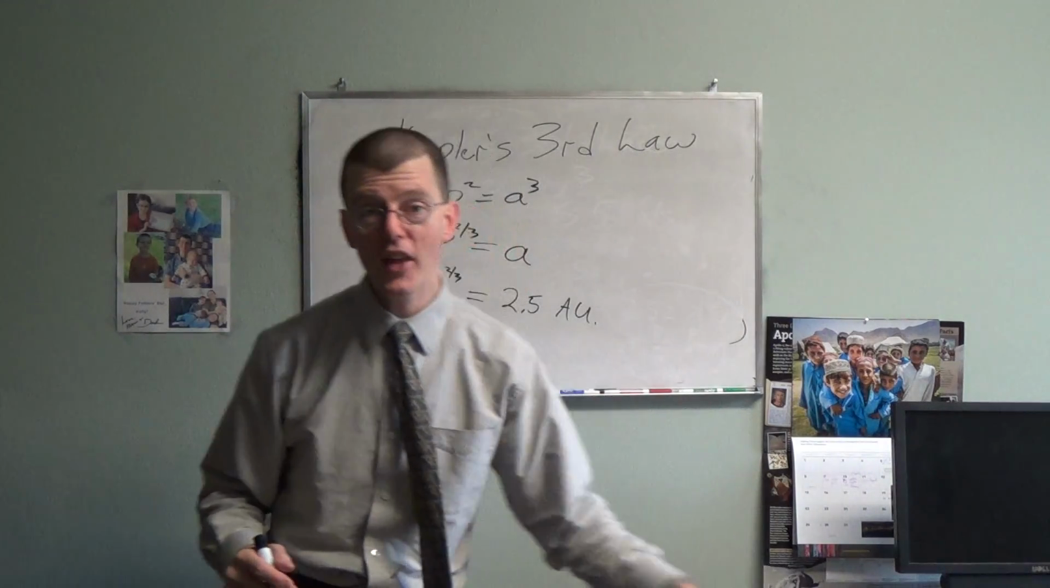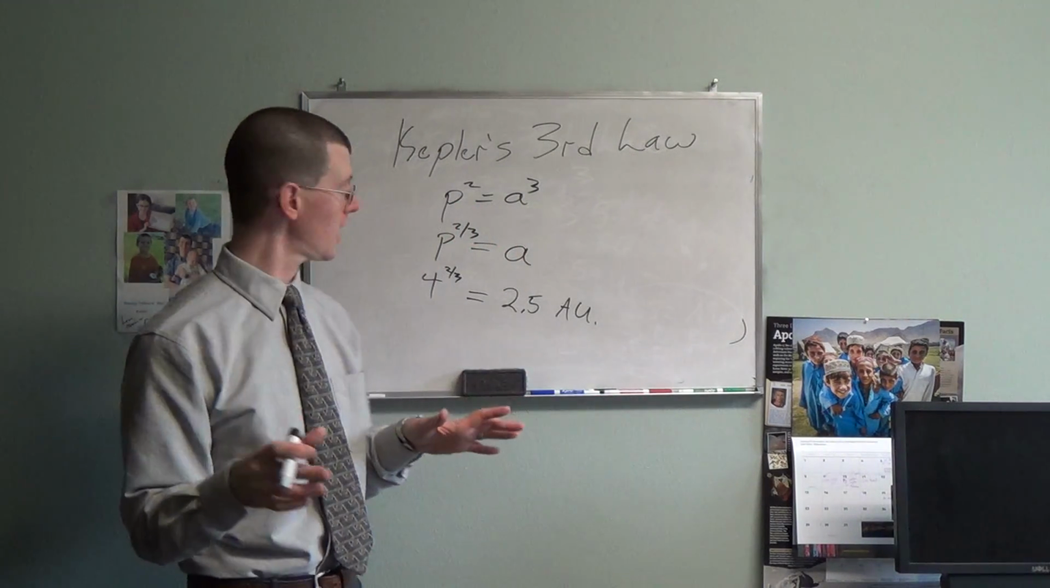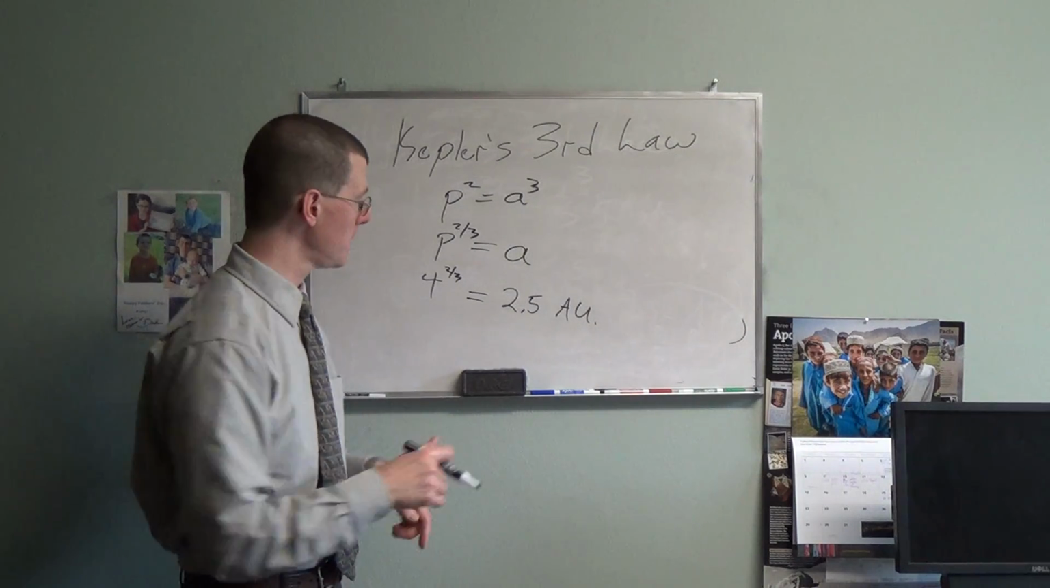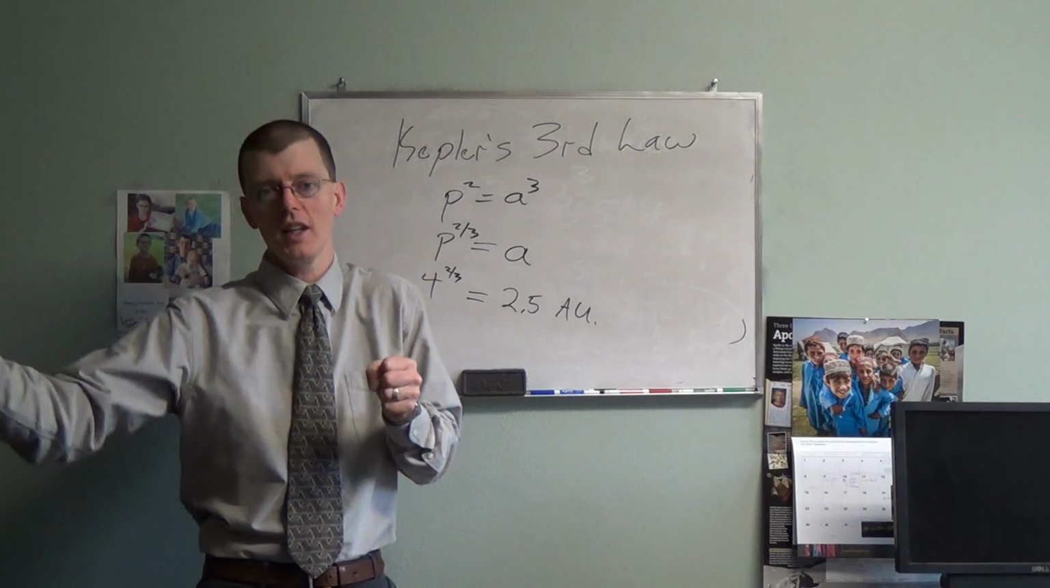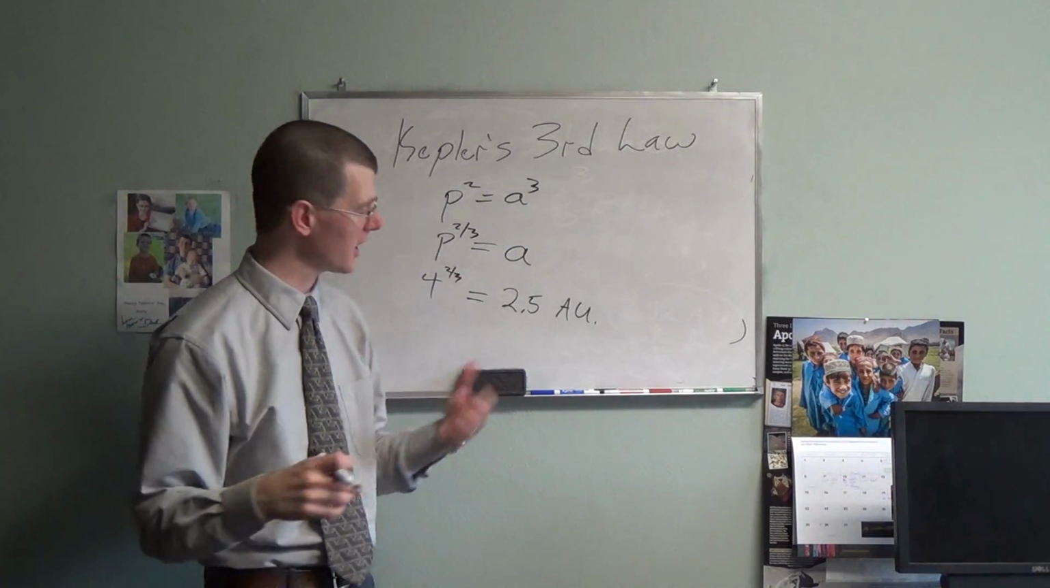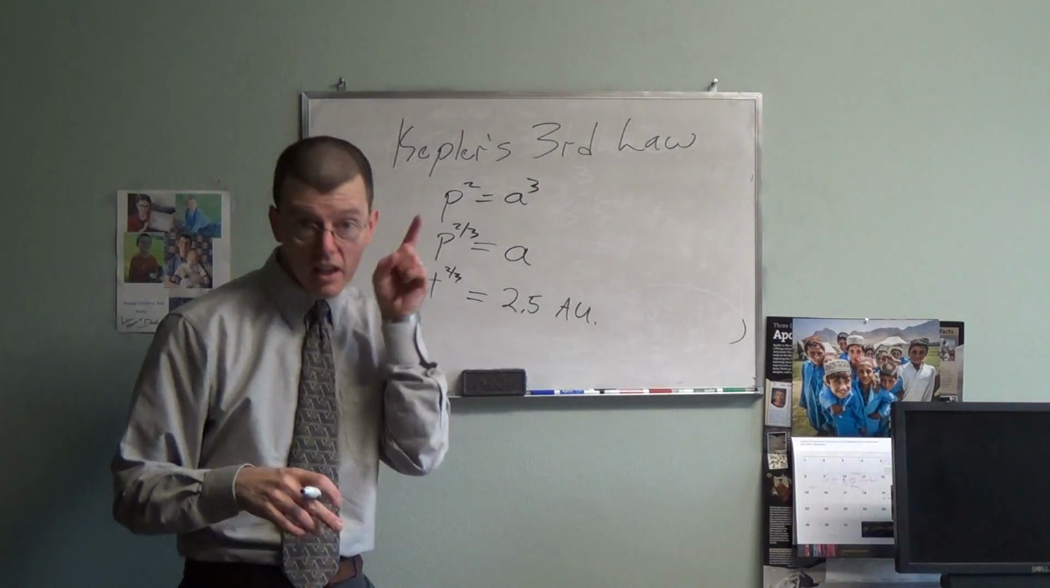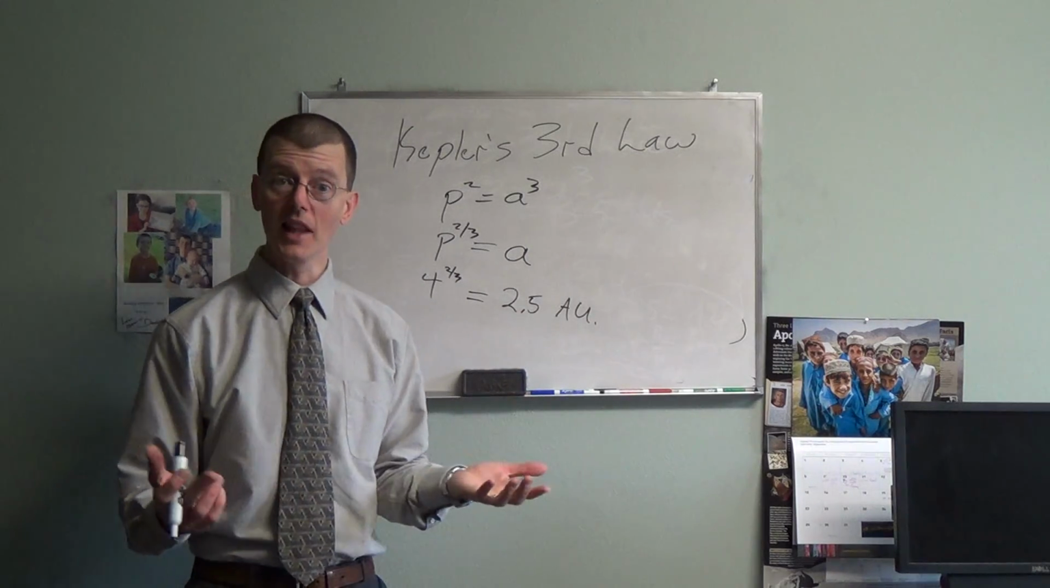That means that asteroid or any object that orbits around the sun once every 4 years must be a distance of 2.5 AU from the sun, on average. The average of the greatest distance and the smallest distance is the semi-major axis, 2.5 AU. Given the period, you can calculate that. Let's go the other way.